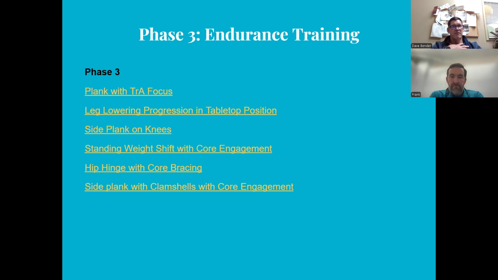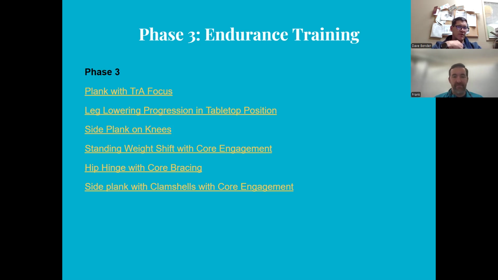Endurance training. This may be endurance planking with a transverse abdominis focus. And sometimes it's not doing maybe 3 minutes of planking. You'll see Stuart McGill's work is often 10 seconds of focused abdominal planking with resting before you transfer that load to the inert tissues, which would be facet joints, ligaments, disc. Then leg lowering progressions from tabletop position, side planking from knees, standing weight shifts with core engagement, hip hinging with core bracing, and side plank clamshells.